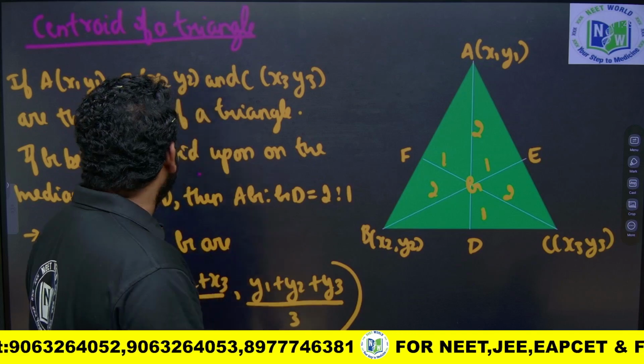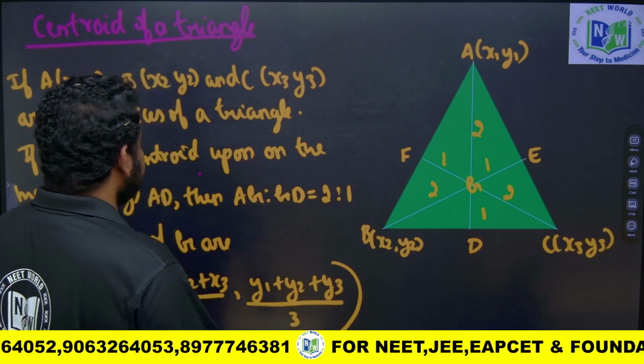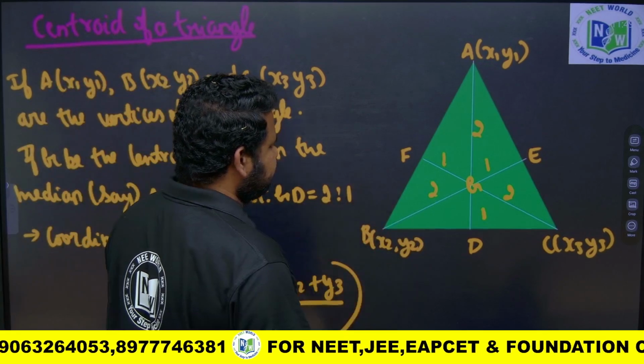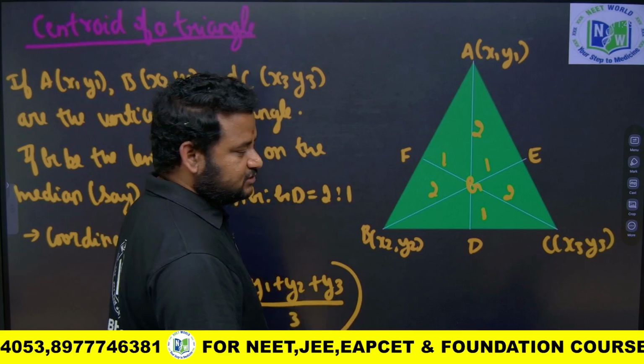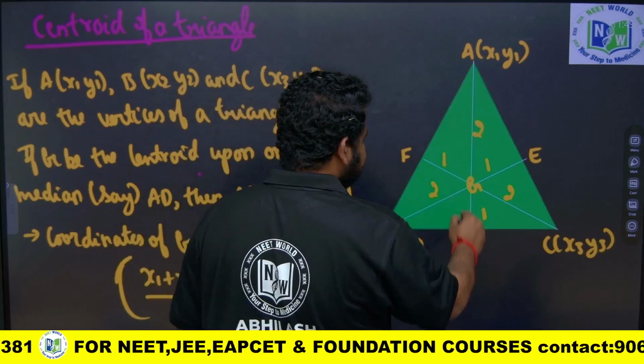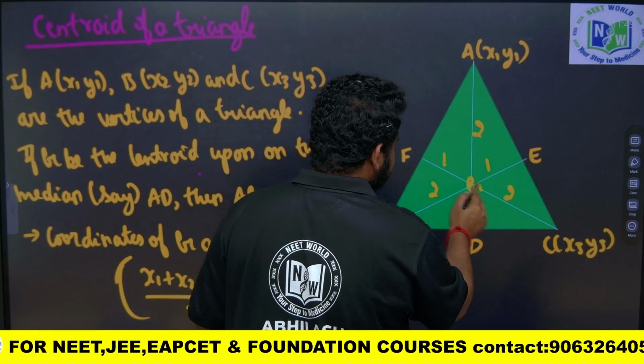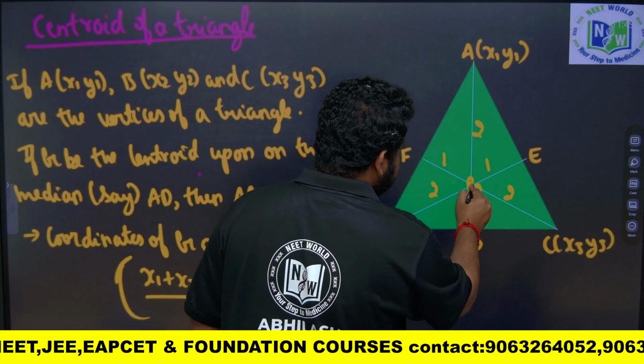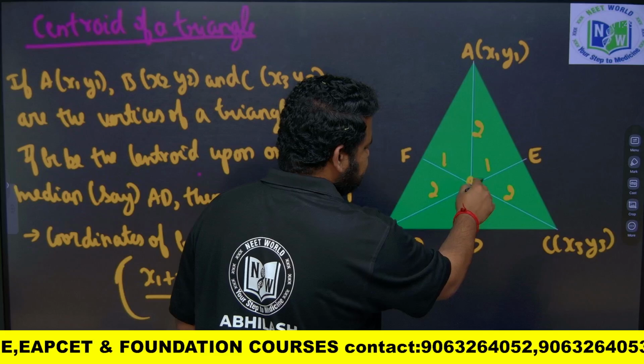Now when we speak about centroid of a triangle, let A, B, C be the vertices of a triangle with their coordinates (x1, y1), (x2, y2) and (x3, y3) respectively. Okay. So AD is one median, BE is one median and CF is one median. This point of intersection of medians is called what? Centroid, and centroid is denoted by G.